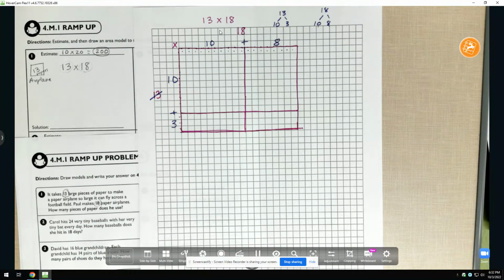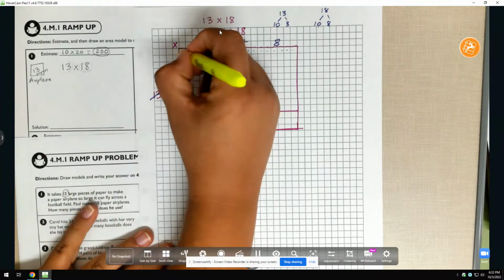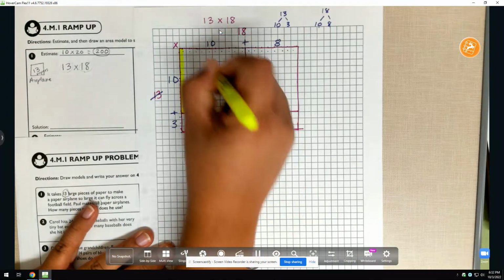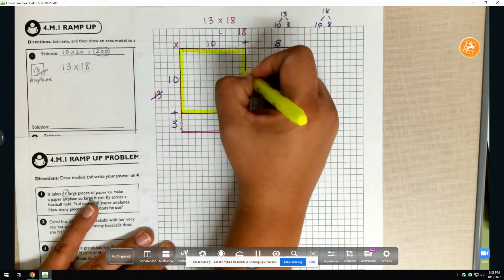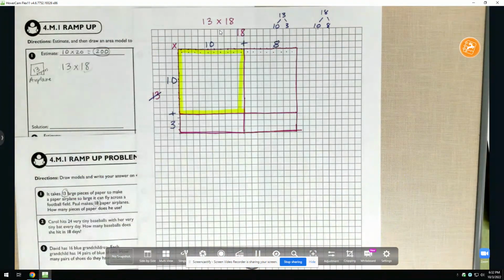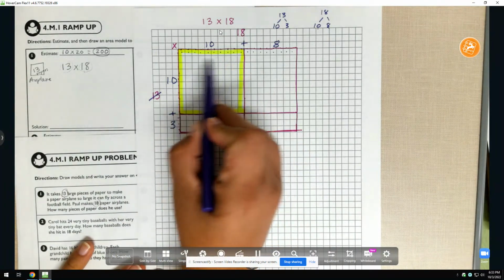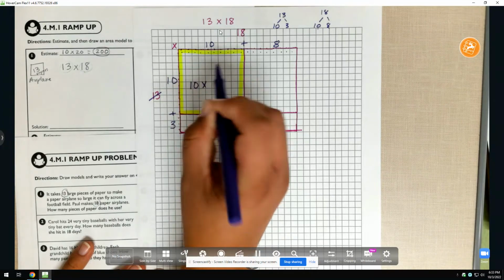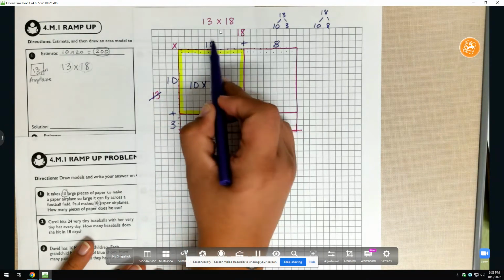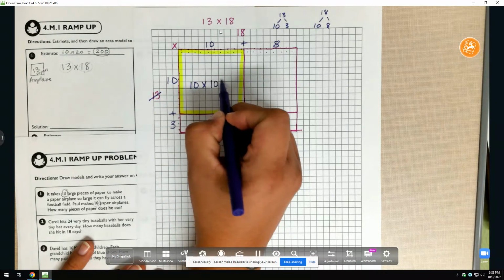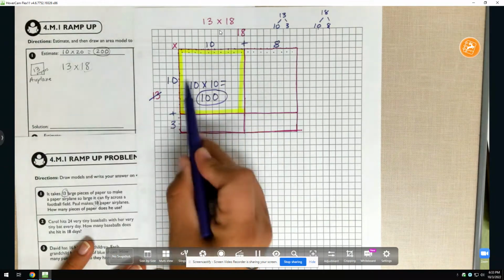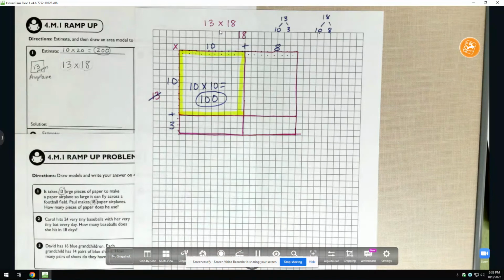And so if I'm looking at the area that I'm highlighting in yellow, there's my yellow area right there. In this area, I have 10 rows. There's my 10. 10 rows times 10 in each row. 10 times 10 equals 100. So this yellow area right here has 100 squares.